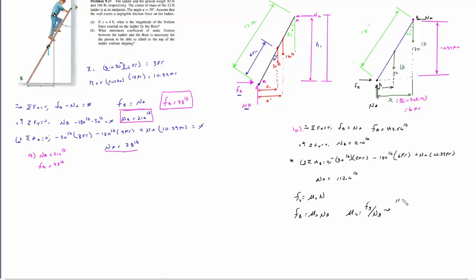So 112.6 pounds divided by the normal at B, which was 210 pounds. So the minimum coefficient of static friction would be 0.54. Now what does this mean? Well, if it was greater than this, it's going to start to slip.